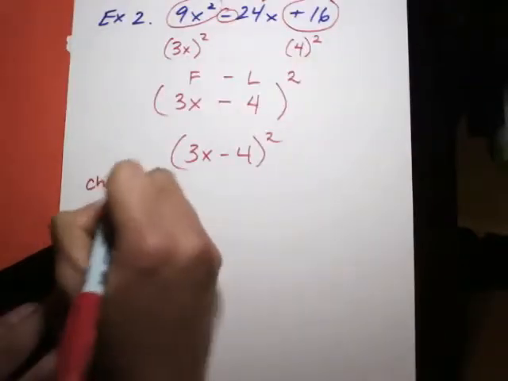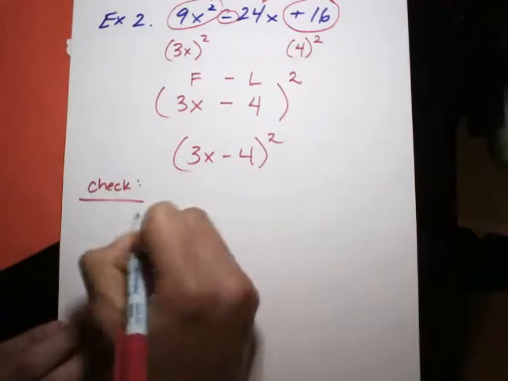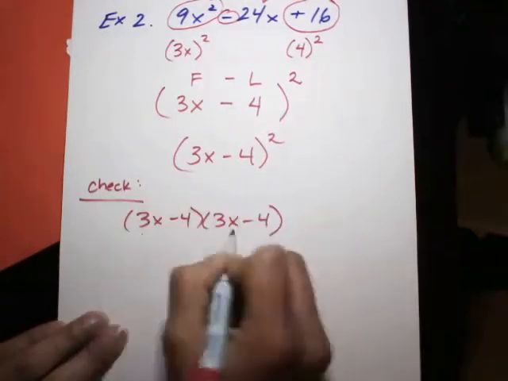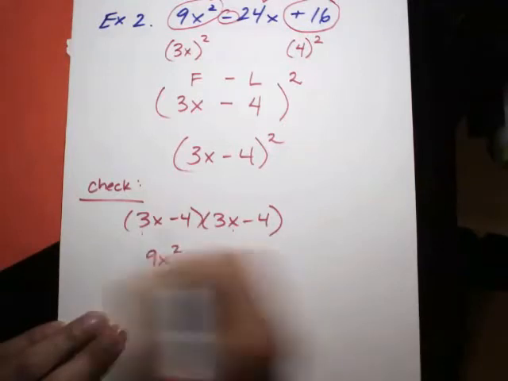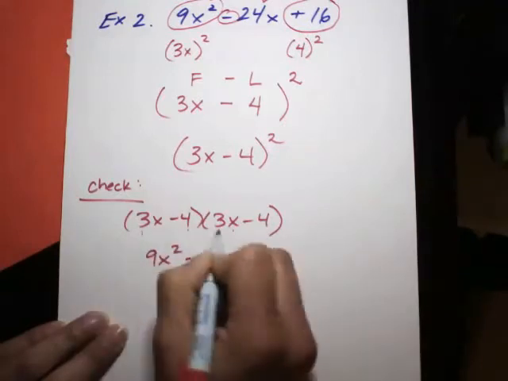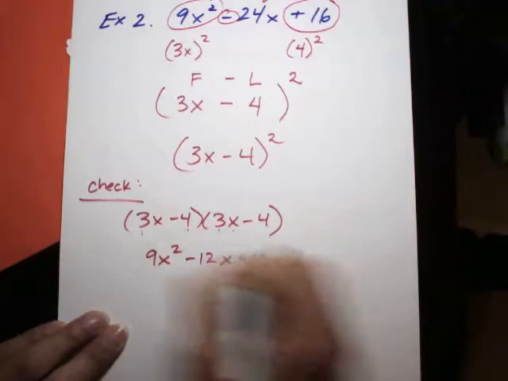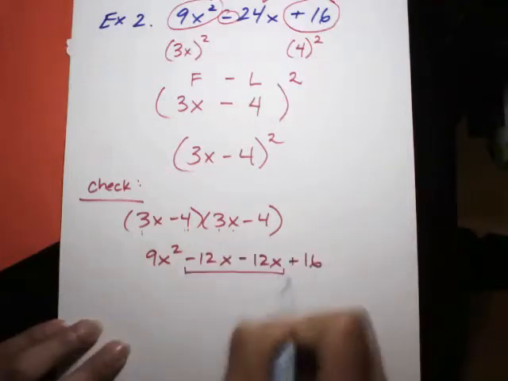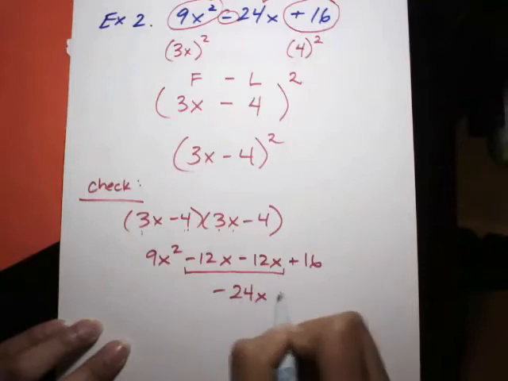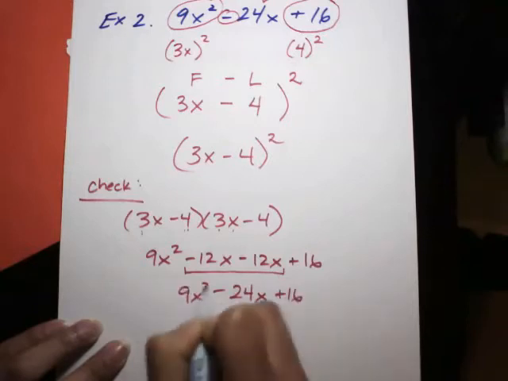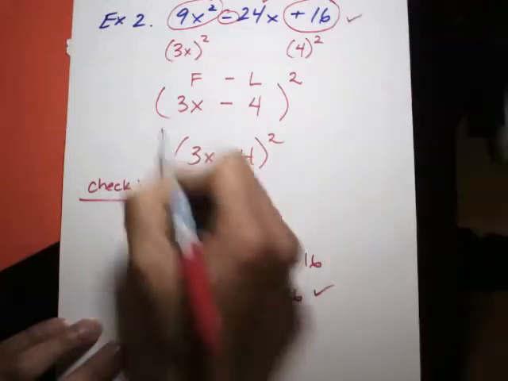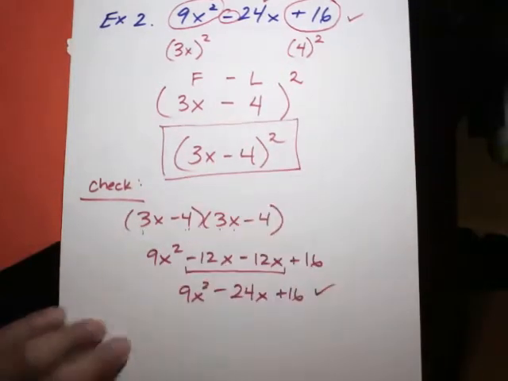As always, we can check our work. 3x minus 4 times 3x minus 4. First terms, 9x squared. Outer terms, minus 12x. Inner terms, negative 12x. And last terms will be positive 16. Again, these will be doubled, so negative 24x plus 16. Take a look, we end up where we started. So indeed, this is the factored form of the PST.